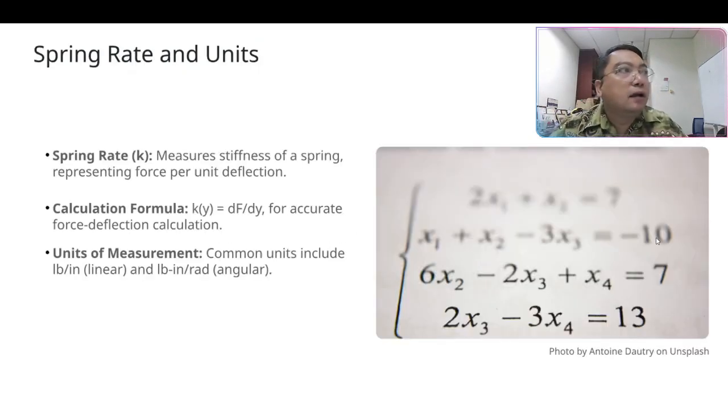Spring rate is a measure of the stiffness of a spring, representing force per unit deflection, calculated with the formula F equals KY for accurate force-deflection calculation. Unit of measurement: the common unit is pounds per inch, and pound-inches per radian for angular.